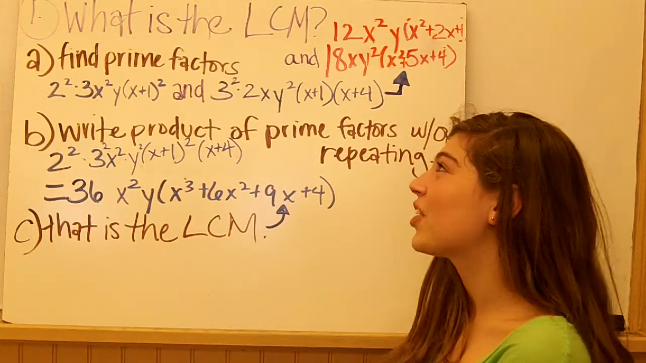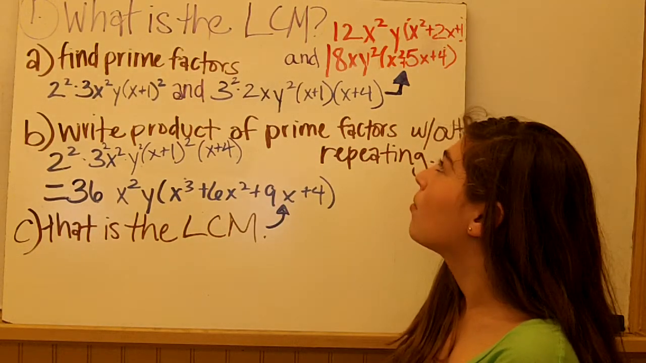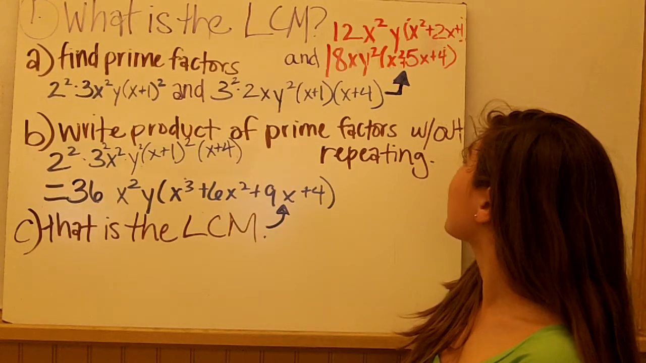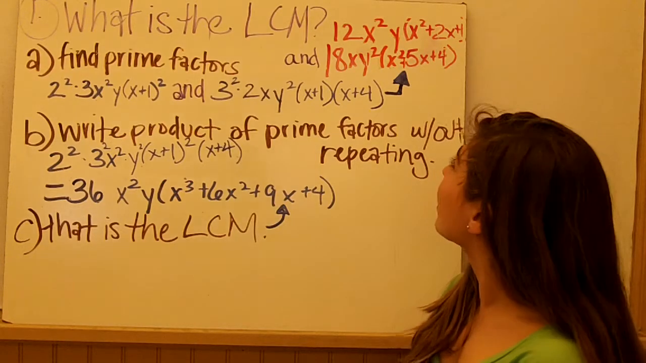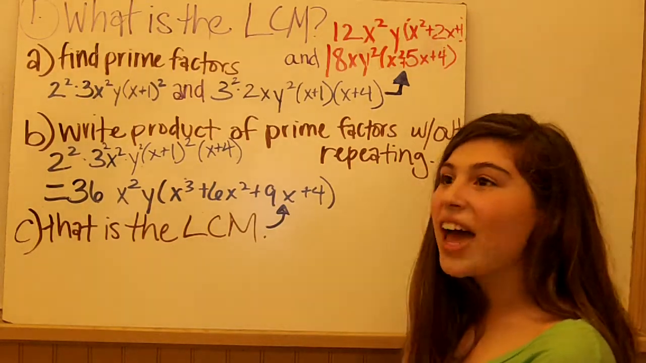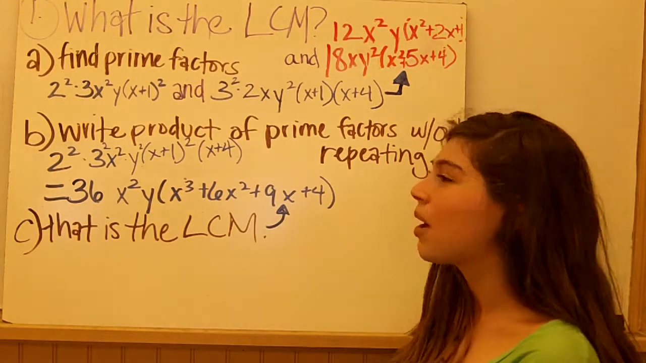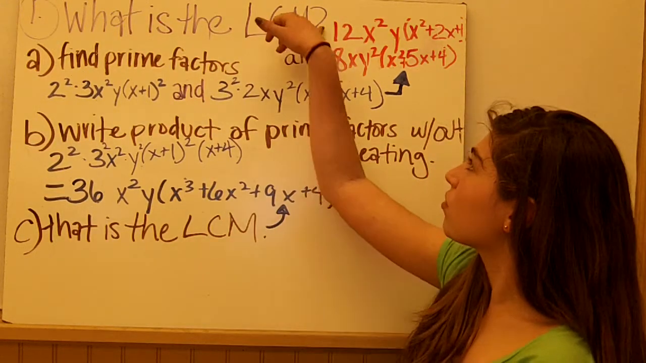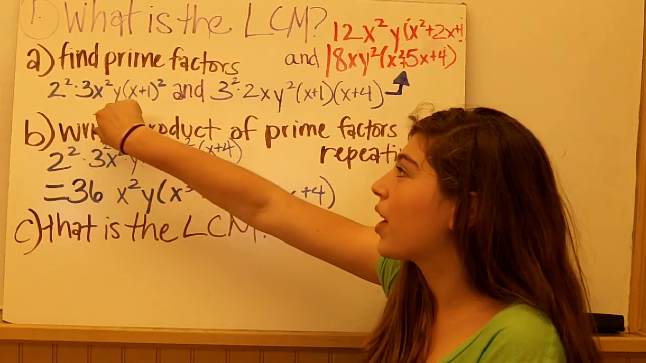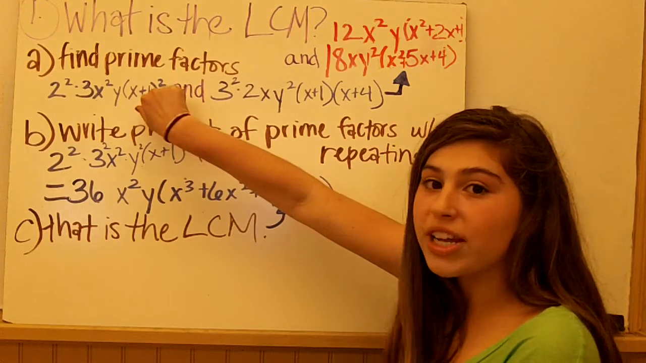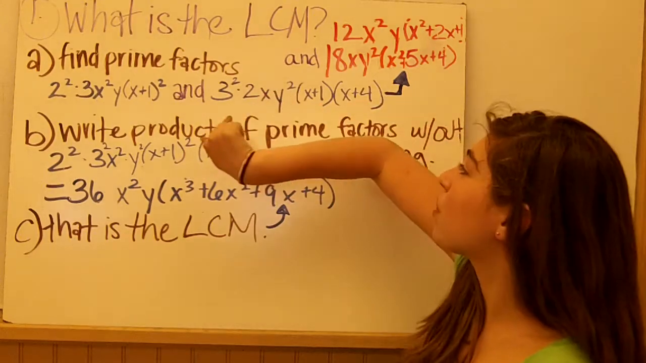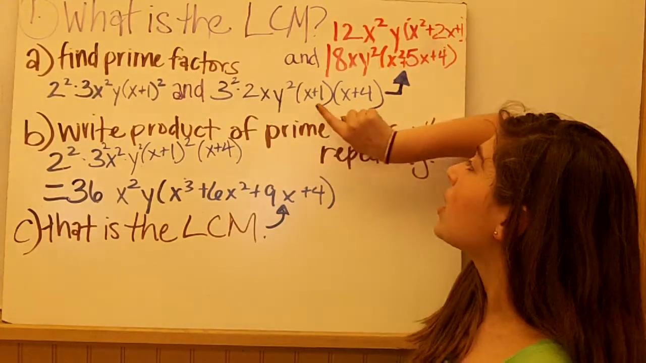The first thing we have to go over is what the LCM is. To find the LCM of 12x squared y times x squared plus 2x plus 1 and 18x squared y squared times x squared plus 5x plus 4, we first find the prime factors of both expressions. For the first one, the prime factors are 2 squared times 3x squared y times x plus 1 raised to the power of 2. For the second expression, the prime factorization is 3 squared times 2xy squared times x plus 1 times x plus 4.